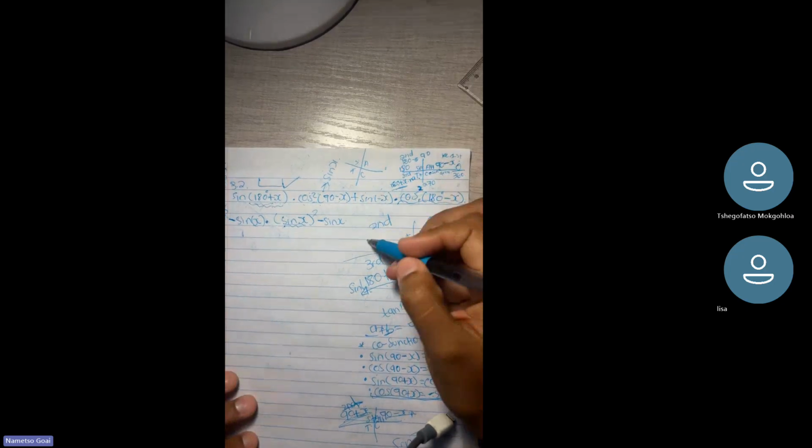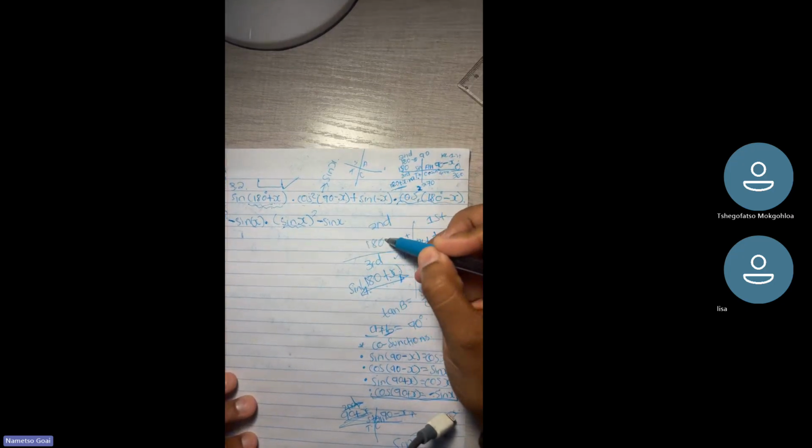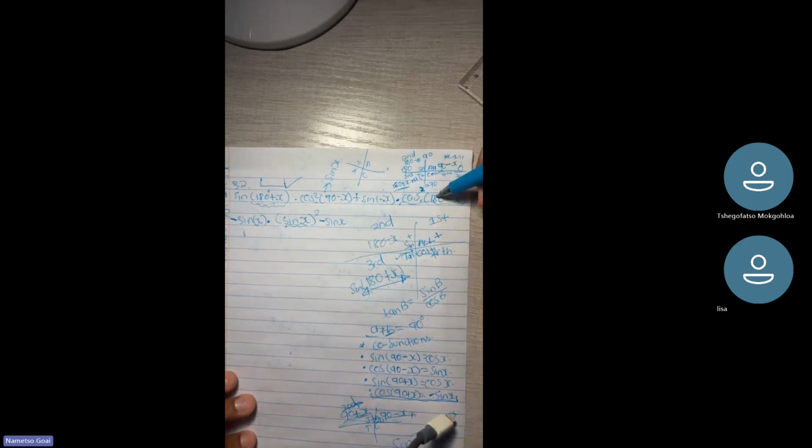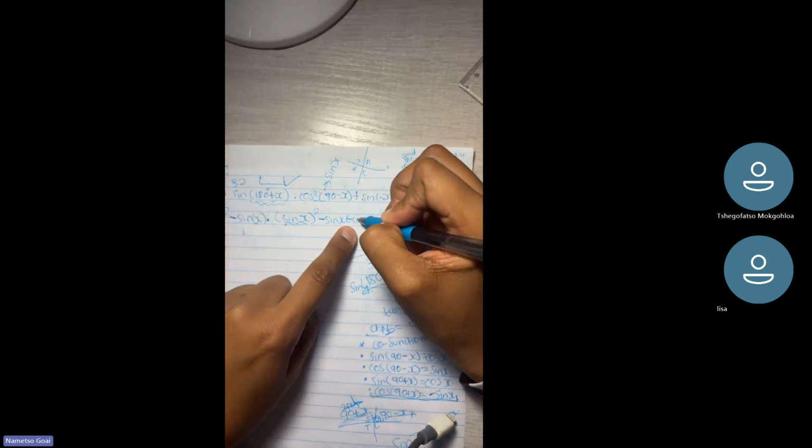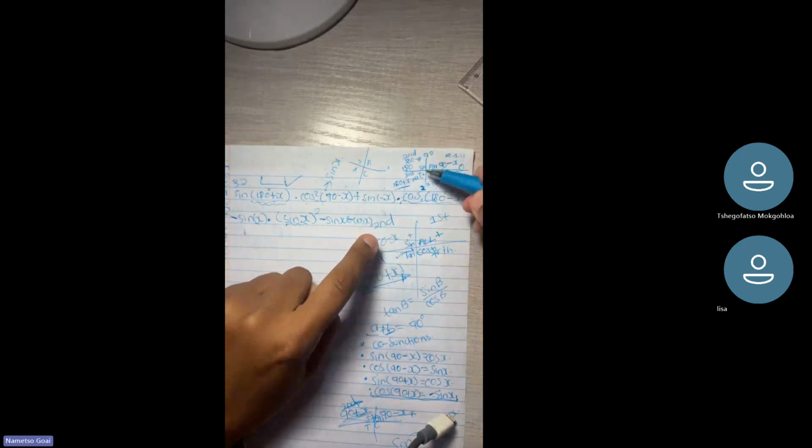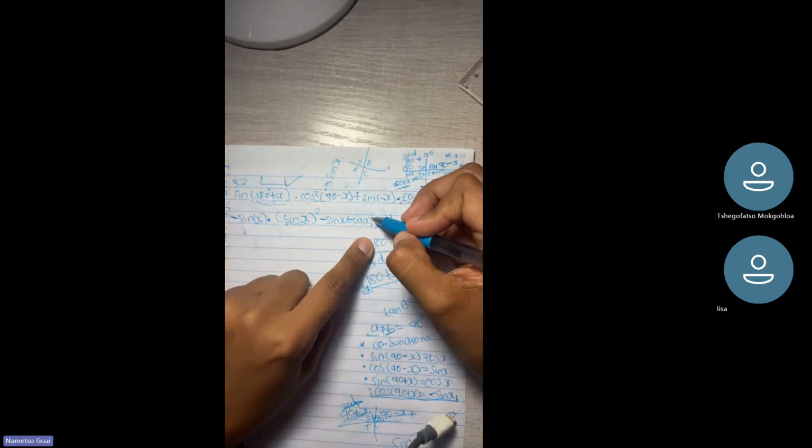Okay, because it's going to be this quadrant, 180 minus x. That's correct. Our cos will be negative, so it means we will have negative cos x. But remember that it was squared, so we'll have a square over here.